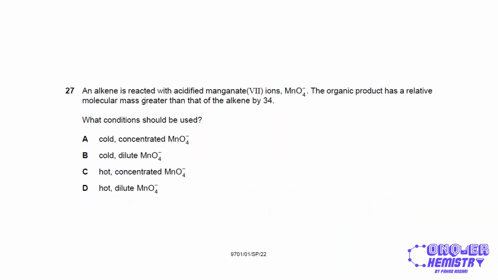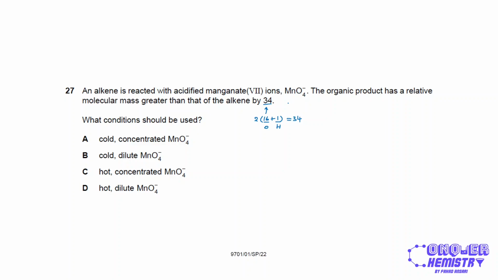So the alkene is reactive with acidified manganate 7 ions. The organic product has a relative molecular mass greater than that of the alkene by 34. So 34, if you look closely, this is the same as that for 2 OH groups, right? So 2 into 16 plus 1. 16 is for O, 1 is for H. So this gives us 34.